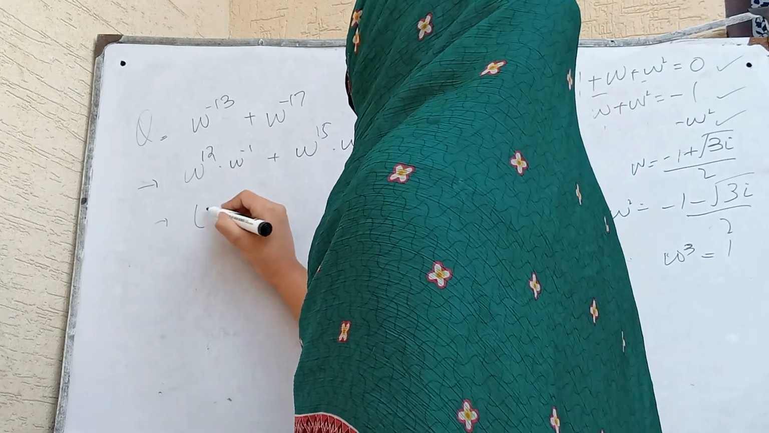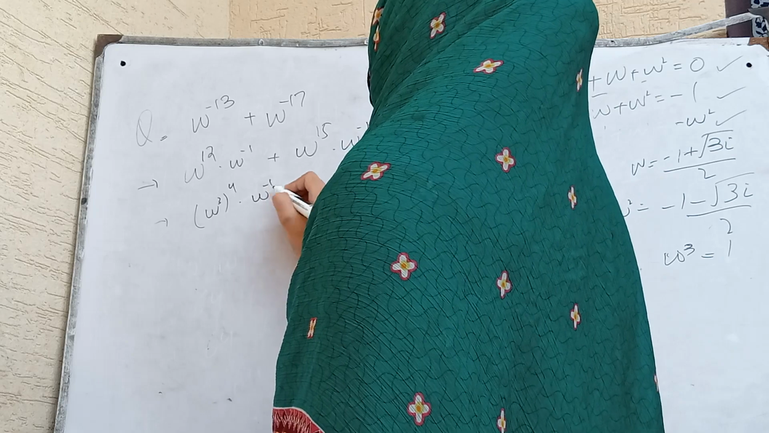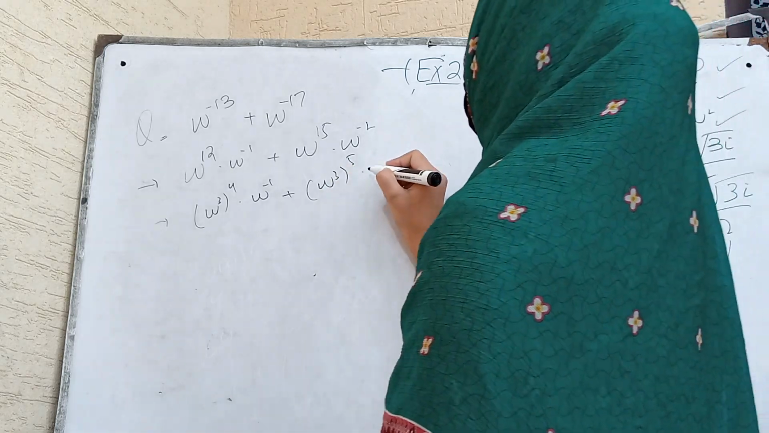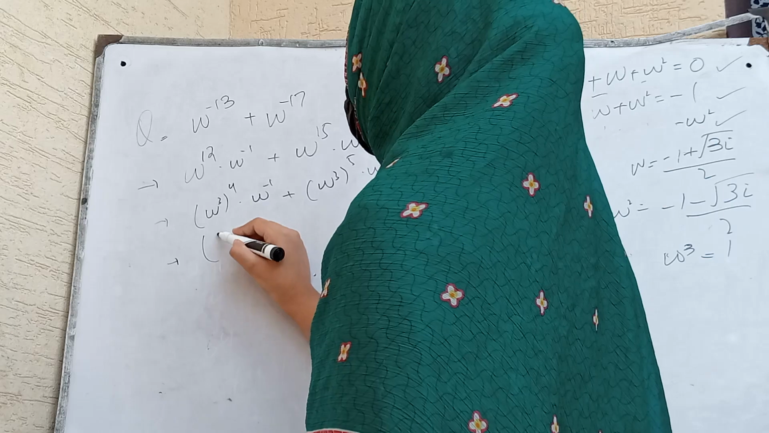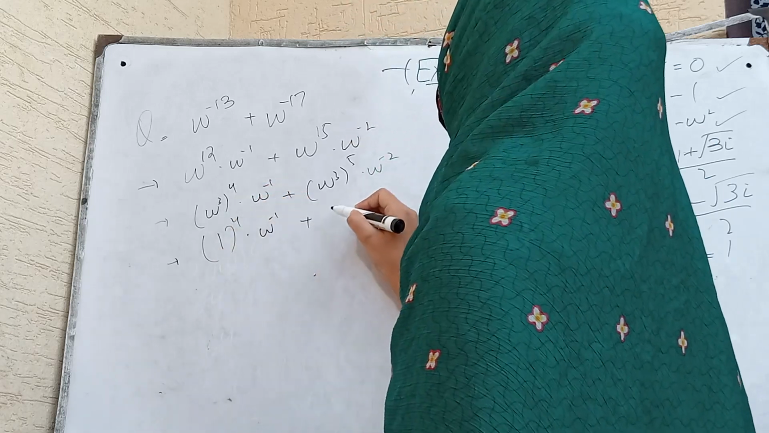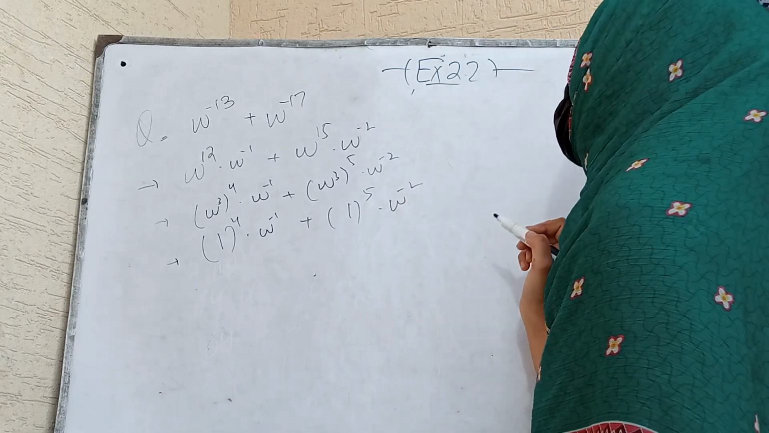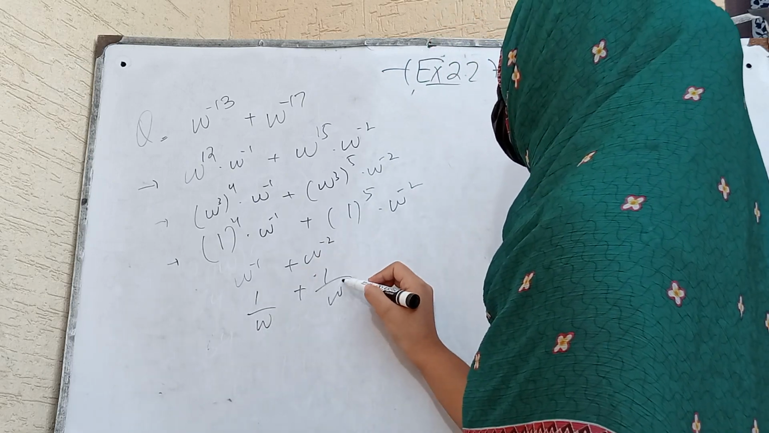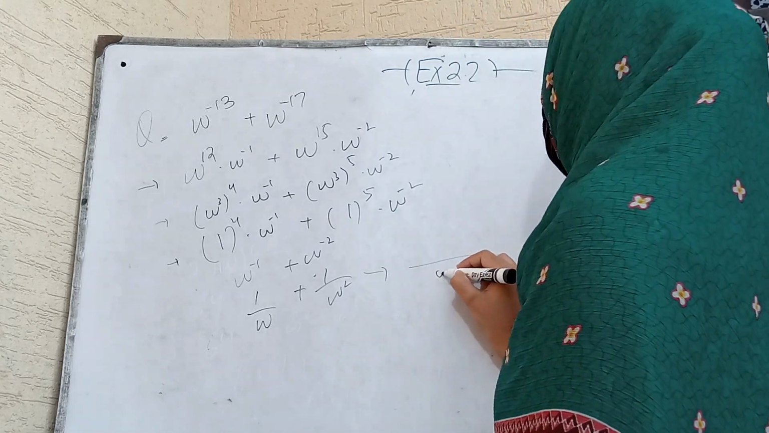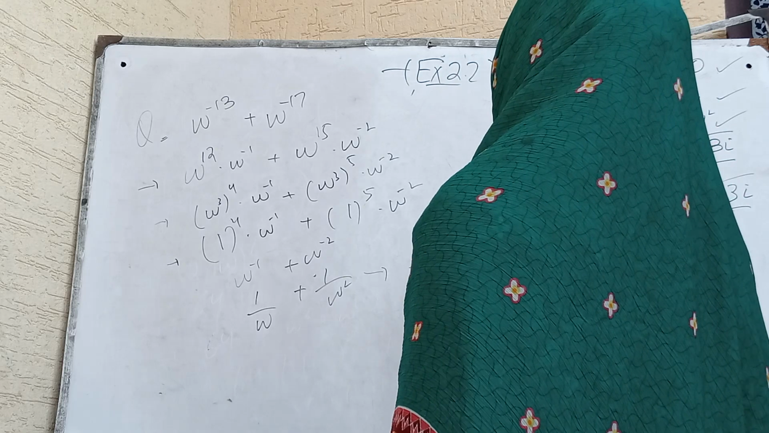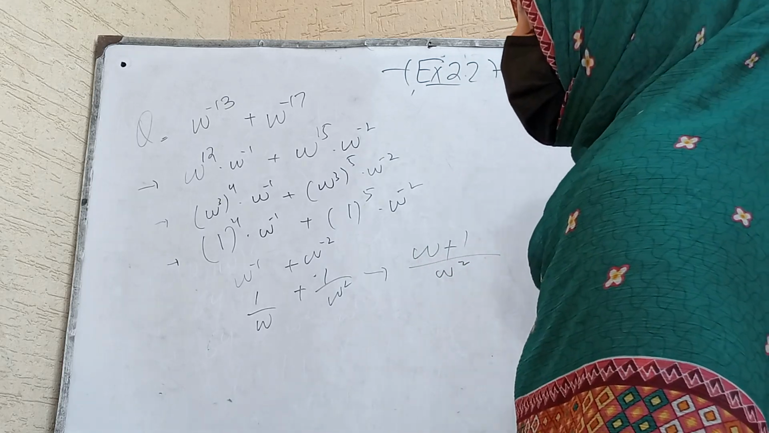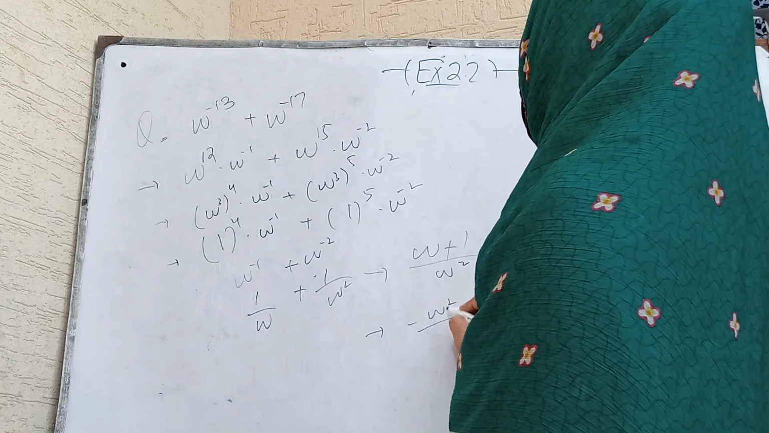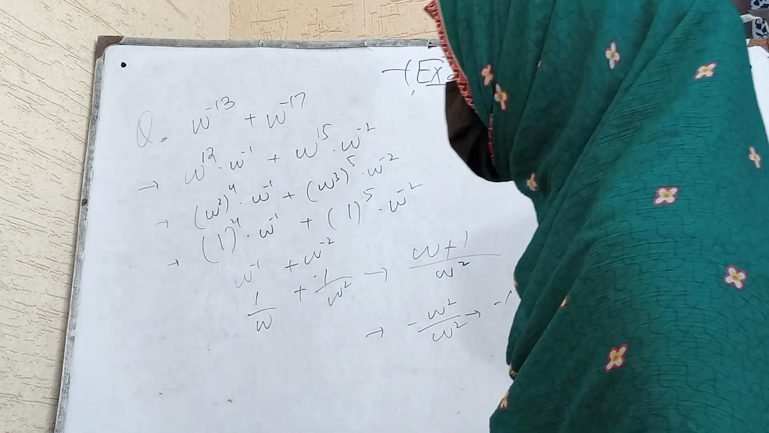which is 12, which is omega 3 4 dot omega minus 1 as it is, and omega 15, which is 3 5 15, and omega minus 2 will be as it is. Omega cube is equal to 1, so 4 omega minus 1 as it is, and 1 power 5 omega minus 2. Omega minus 1 plus omega minus 2, so 1 by omega plus 1 by omega square. LCM is omega square and omega plus 1. So 1 plus omega is equal to minus omega square. Minus omega square, or omega square, is equal to minus 1.